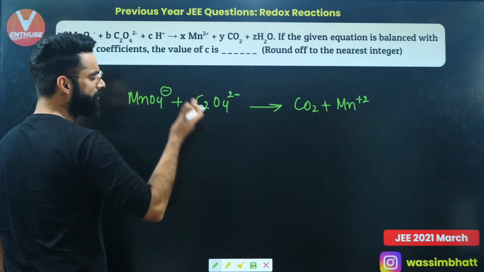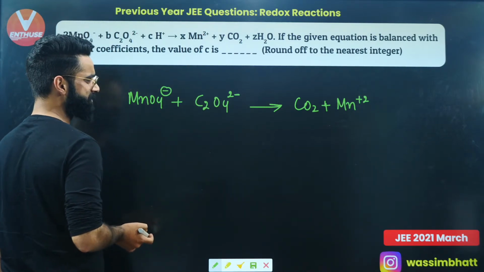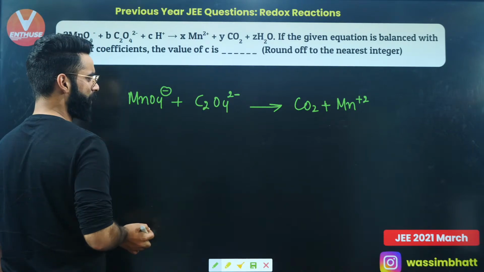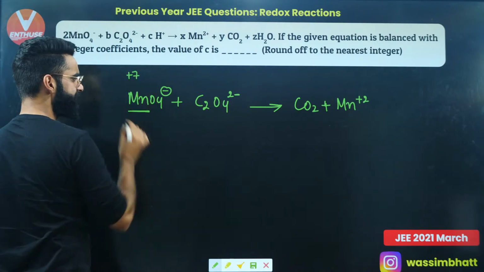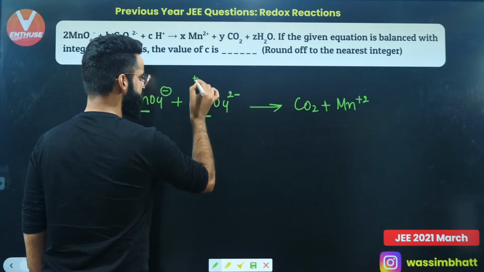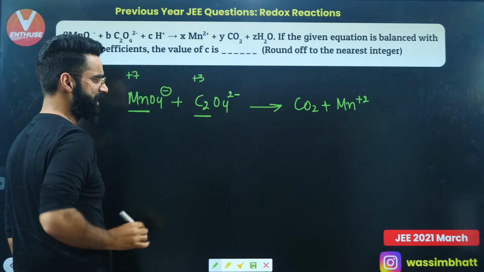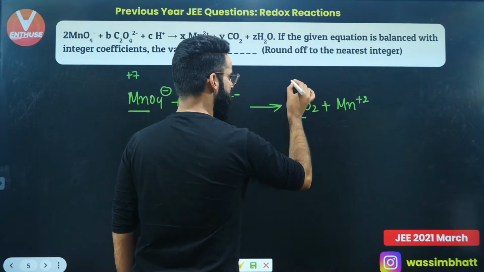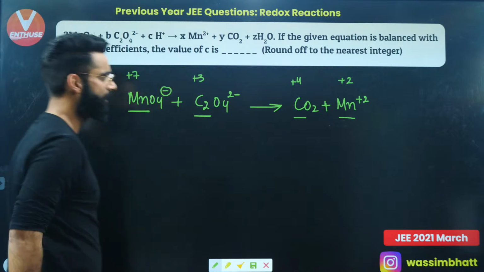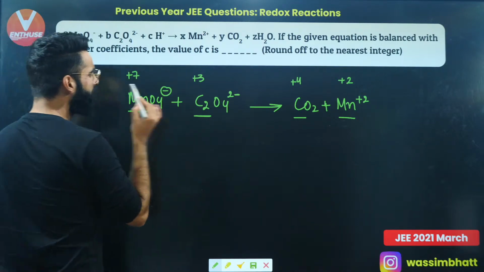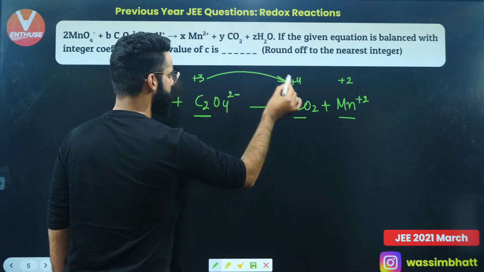All right, let's try to balance this equation first. I'll be using the oxidation number method. The oxidation state of manganese over here is +7. The oxidation state of carbon in oxalate: 2x minus 8 is equal to minus 2, so x comes out to be +3. In carbon dioxide the oxidation state of carbon is +4, and the oxidation state of manganese is +2. Now we will have a look at the change in the oxidation state of carbon: from +3 to +4.